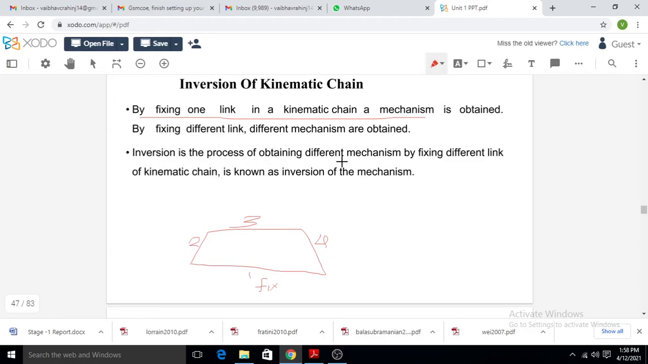Inversion is the process of obtaining a different mechanism. What is meant by inversion? Inversion is the process of obtaining a different mechanism by fixing different links of the kinematic chain. In a kinematic chain we fix different links and accordingly obtain different mechanisms; this is called the inversion of the mechanism. The mechanisms obtained by this method may differ in appearance and in the purpose for which they are used. Then we will see the different types of mechanisms.